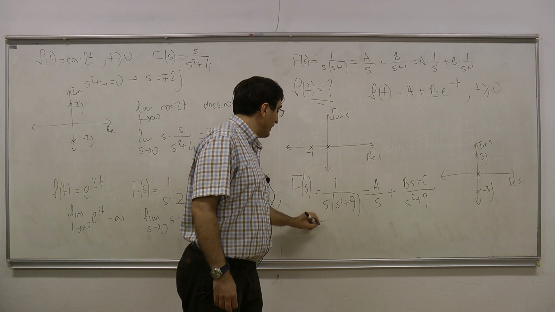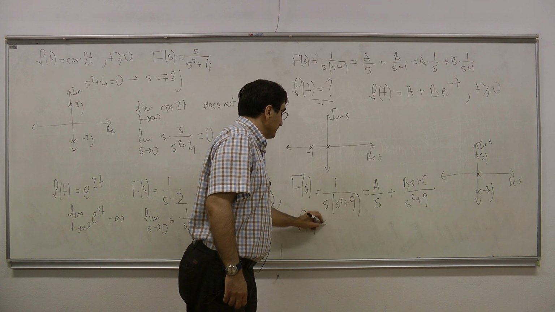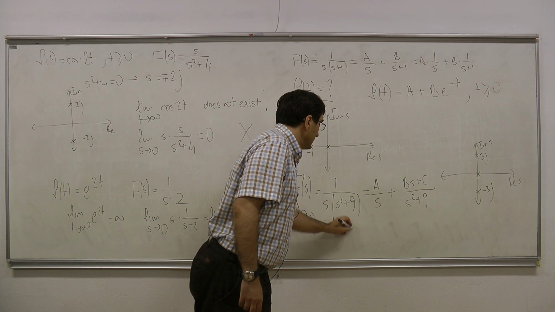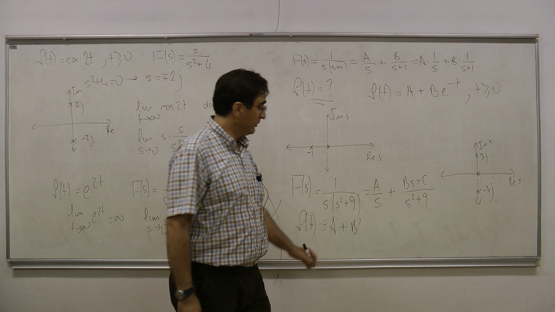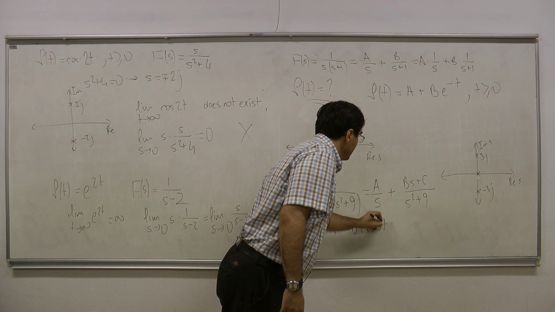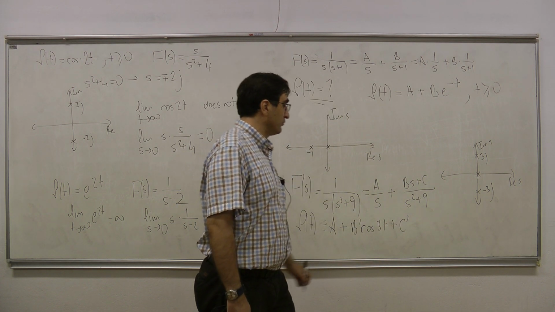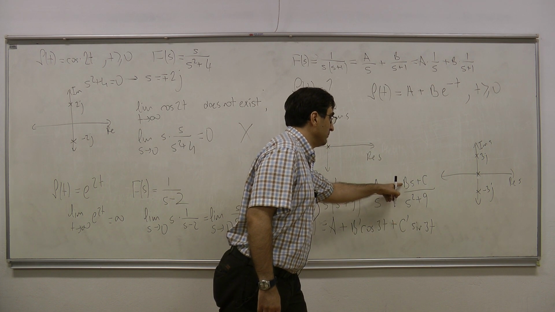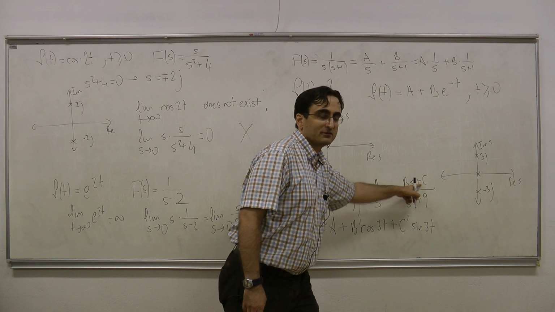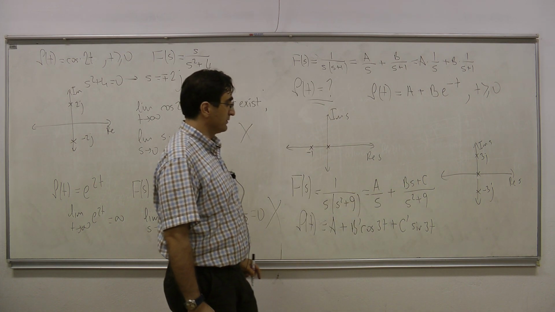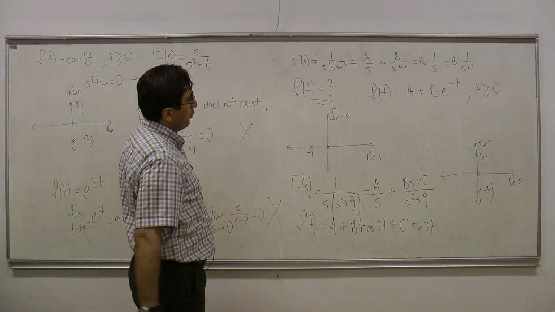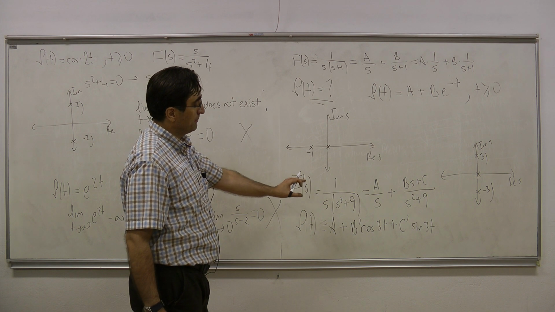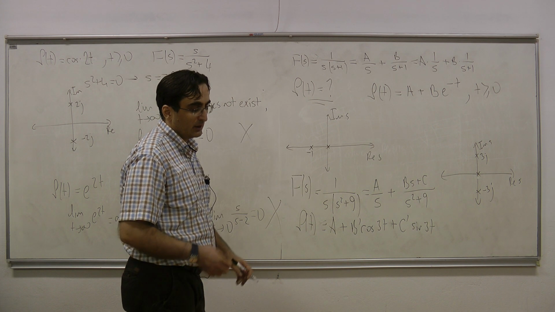So we're actually going to have f of t in the following form: a constant, plus some b prime coefficient times cosine 3t, plus some c prime coefficient times sine 3t. These b prime and c prime in general will not be the same as b and c. We will see the details. But by just looking at the poles of the Laplace transform, we will be able to say what type of function we would have in the time domain.